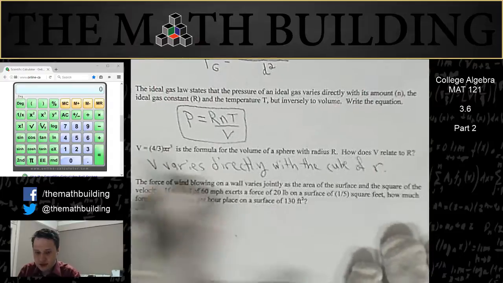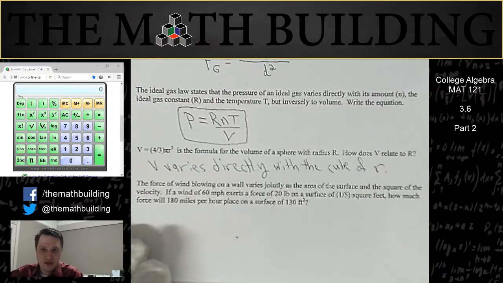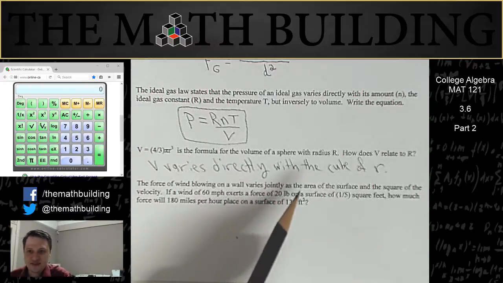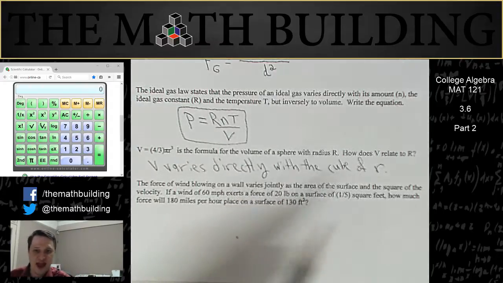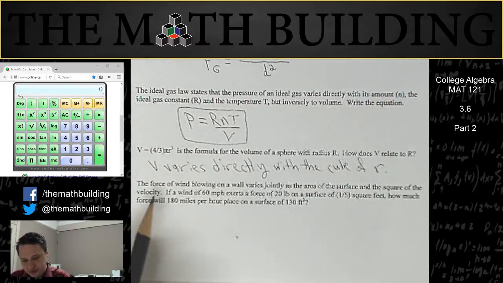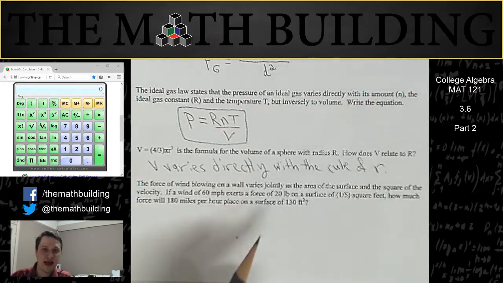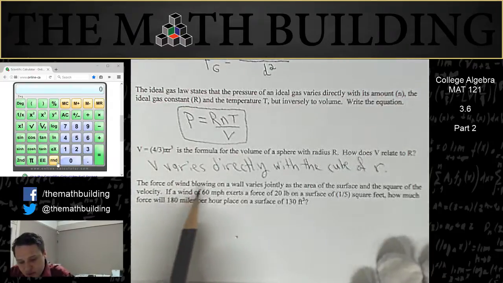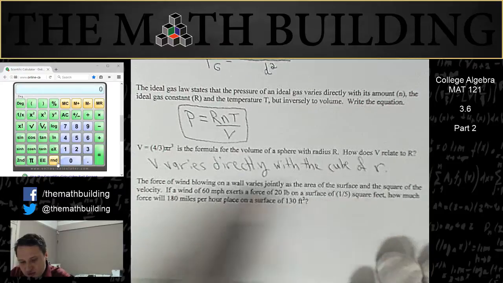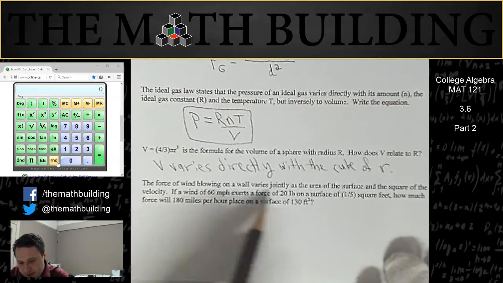Last problem. Here's another application. The force of wind blowing on a wall varies jointly as the area of the surface and the square of the velocity. So in other words, jointly means that it's direct variation with both values. That's what varying jointly with something means. So we've got the force of a wind. It varies jointly as the area and the square of the velocity.